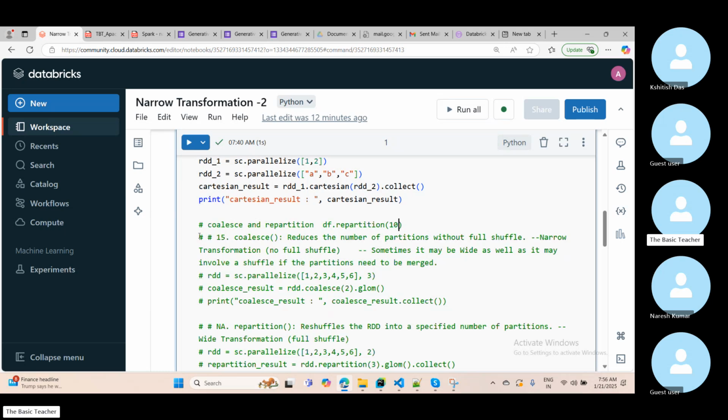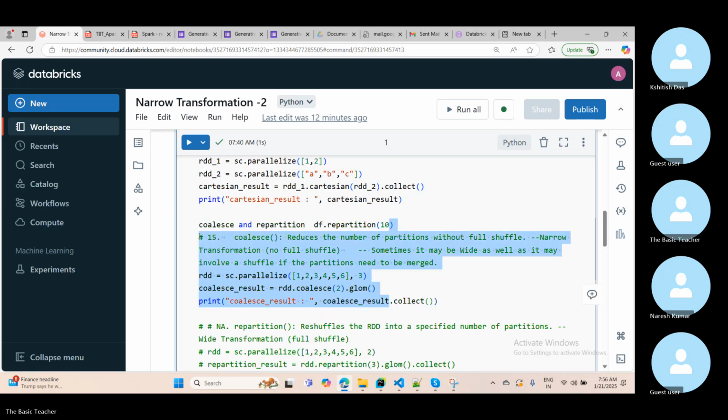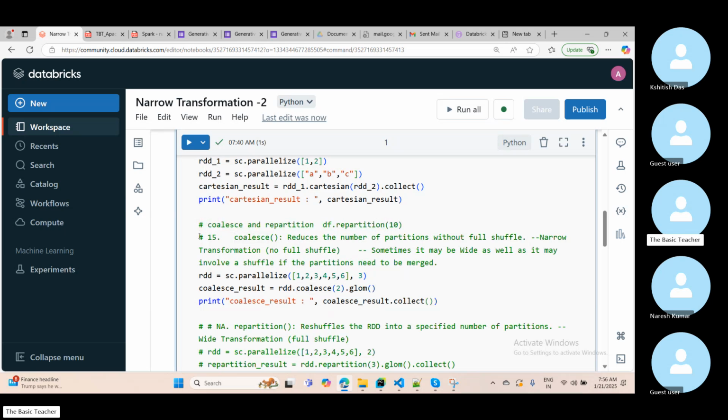Okay, then let's uncomment this. Here, what is this? You can see here, reduce the number of partitions without full shuffle. So this is a narrow transformation, as this is not doing a full shuffle. Sometimes it may be wide as well, as it may involve a shuffle if the partitions need to be merged, because you can have multiple logics, multiple use cases, right?